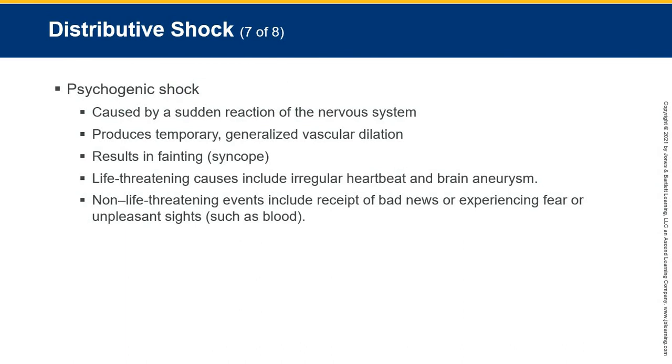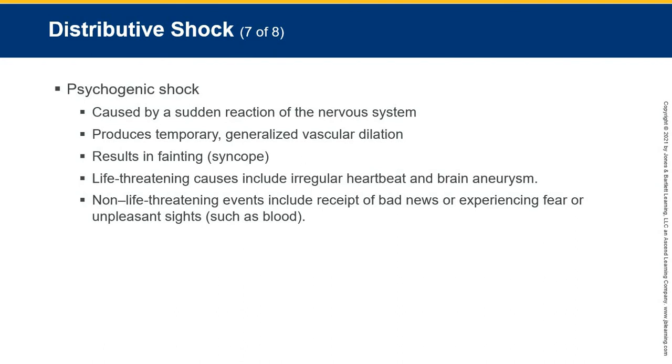All right, psychogenic shock is going to be another type of distributive shock. This one's generally not as severe as other things. It's going to be a sudden reaction. It's generally a non-life threatening event. Things like bad news, right? Fears, where people just faint, or maybe they have seen blood and things like that. So fainting is syncope, so they're going to have syncope.